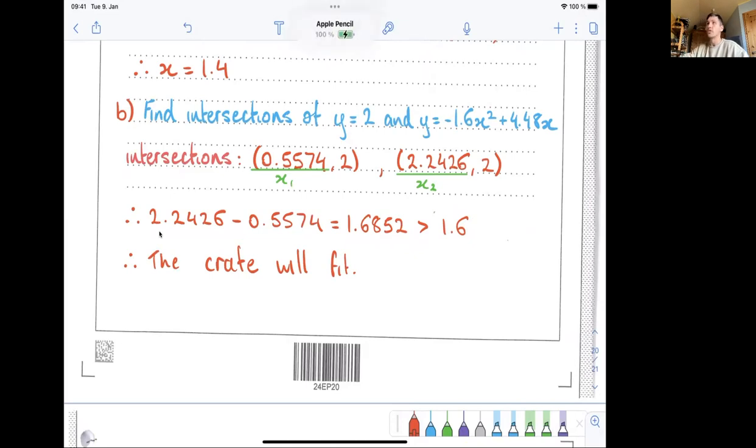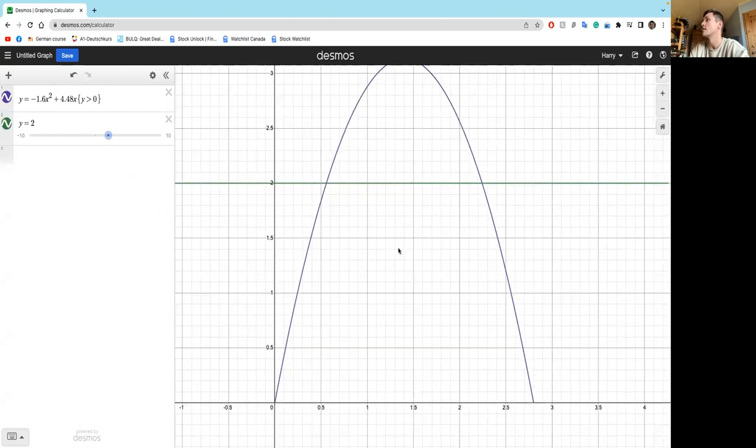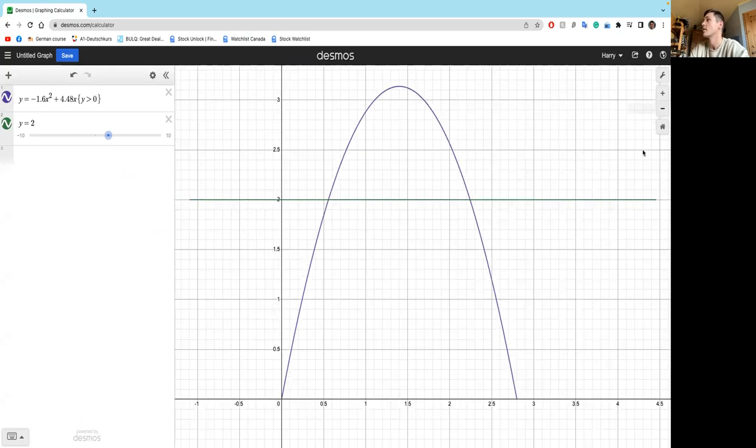And I thought it could be interesting to actually visualize this, the crate fitting through in Desmos. So what we'll do, we'll come back to our graph. Let's zoom out a tad if it wants to do that for me. Okay, how kind. I've lost my mouse. There we go. Okay, cool.